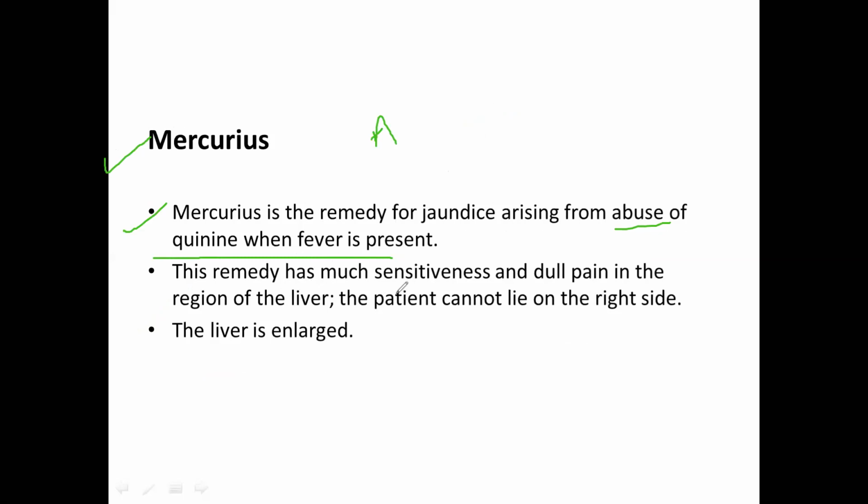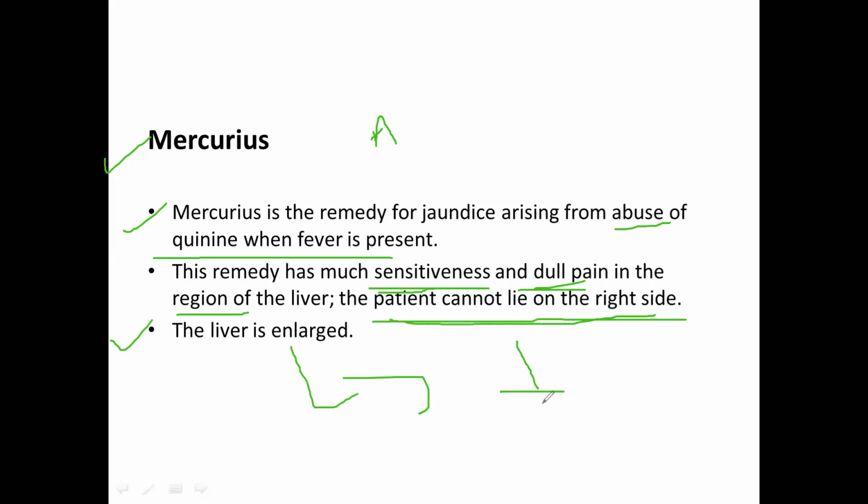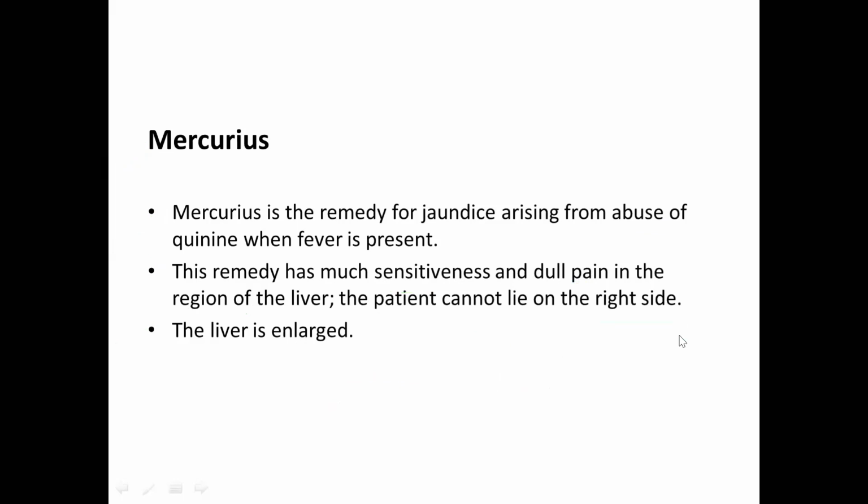This remedy has much sensitiveness and dull pain in the region of the liver, and the patient cannot lie on the right side. And again the liver is enlarged. So the patient has hepatomegaly, and because of hepatomegaly the patient is not able to lie on the right side because it will cause pain. That area is usually sensitive and has dull pain. So it usually indicates hepatitis and cholelithiasis. These are the two conditions in which you can think of mercurius when a patient comes with jaundice.